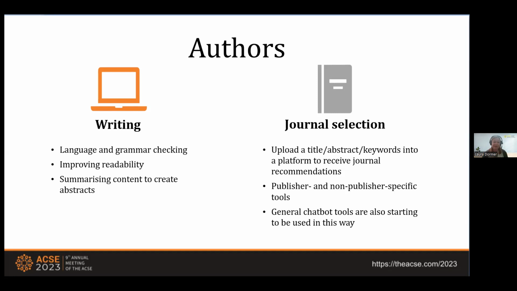Also, there are tools available that are helpful in selecting a journal to submit to. Many publishers have tools that help authors identify a suitable journal for their work, by uploading an article title, abstract, and keywords and being matched with a journal the author might be interested in submitting to. These are publisher-specific tools, but also non-publisher specific tools as well. ChatGPT might become involved in this too, although again, I wouldn't necessarily trust those recommendations, and I'll come on to that in my final slide.